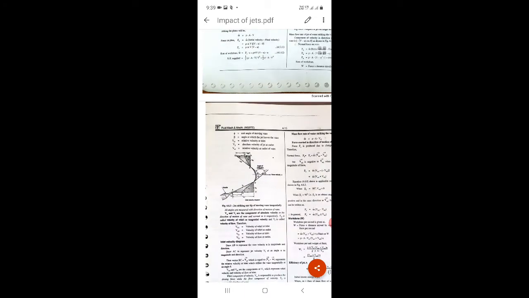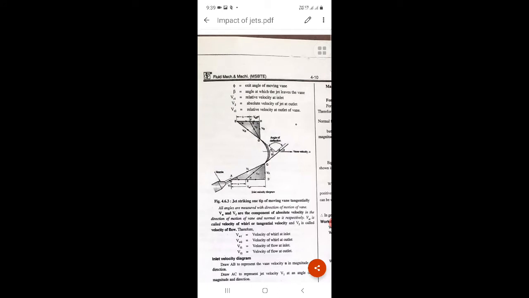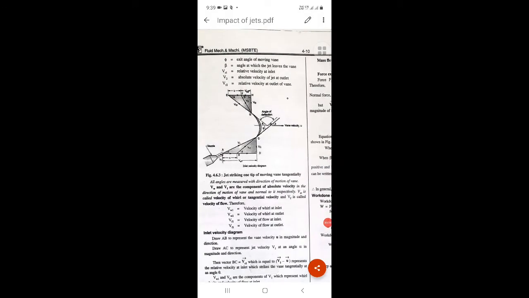So V1 and V2 are the absolute velocities. VW is called the whirl velocity or tangential velocity. VF is the velocity of flow. VW1 is the velocity of whirl at inlet, VW2 is the velocity of whirl at outlet. VF1 is the velocity of flow at inlet, VF2 is the velocity of flow at outlet. So in this way we have completed the diagrams. So let's write down the meanings of all the velocities.